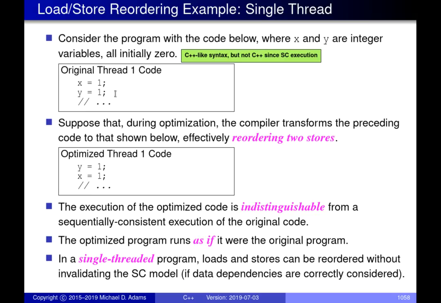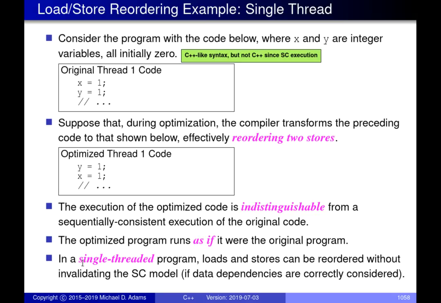Generally speaking, compilers, at least in the C++ world, are free to do pretty much anything they want to optimize your code, as long as your optimized code runs as if it was the original code. In other words, it has the same observable behavior. So in the context of a single-threaded program, which is what we're looking at here, this is a perfectly safe optimization to do. The compiler can reverse the order of these two stores, and the program will behave in exactly the same way as before.